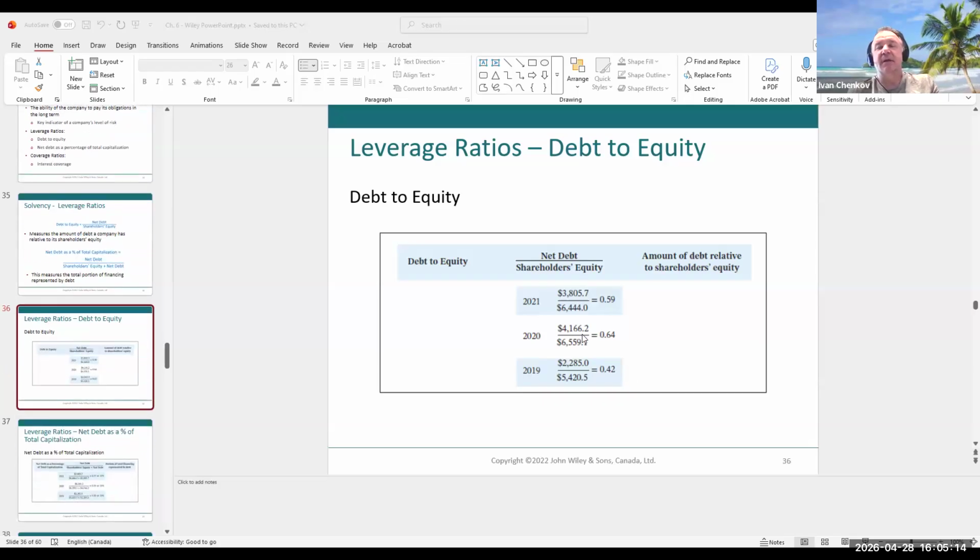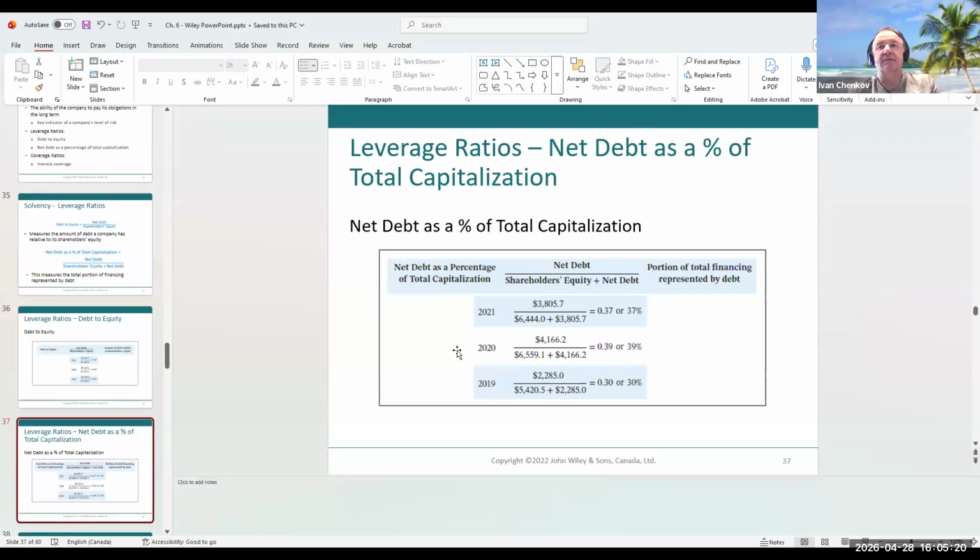Is that good for the company? It's very early to say. We have to see more ratios. Now let's go with the net debt. How much is the debt out of the total capitalization? Out of the total net debt as a percentage of the total capitalization, it was 30%, 39%, 37%, which is the shareholders' equity plus the net debt in this case. Entire shareholders' equity.